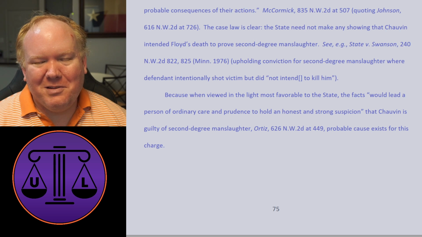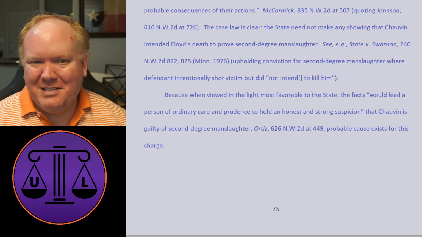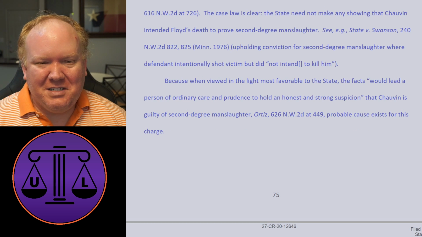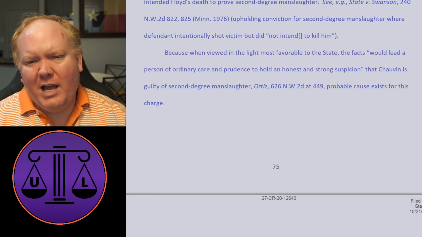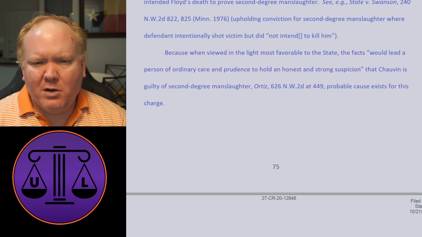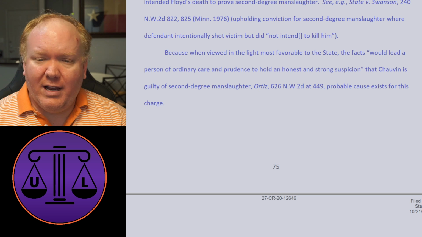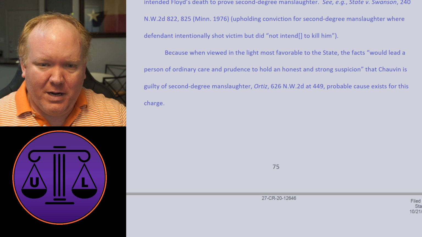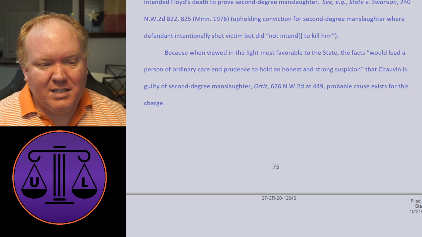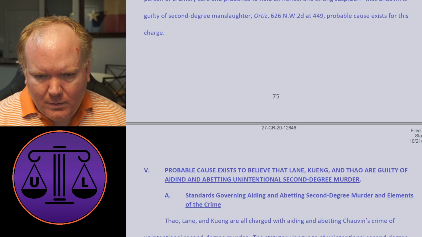And manslaughter is almost definitionally death without the intent. That's kind of what manslaughter is as a general proposition. So, yeah, I didn't intend, but we're talking about manslaughter. So, no. Because of what's viewed in light most favorable to the state, the facts would lead a person of ordinary care to hold a strong and honest suspicion that Chauvin is guilty of second-degree manslaughter, and probable cause exists for this charge.